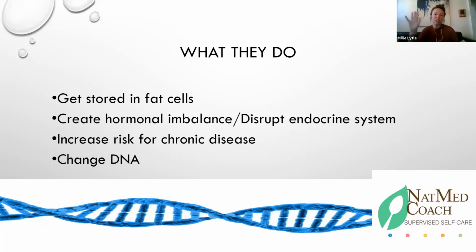And so then the body just sequesters all of these pesticides and estrogen related chemicals, obesogens we call them, in our fat storing cells. And they create hormonal imbalance. They disrupt our endocrine system. They increase our risk for chronic disease like autoimmune disease and cancer, because we're storing all these chemicals that our body should have gotten rid of. And they can even change our DNA.